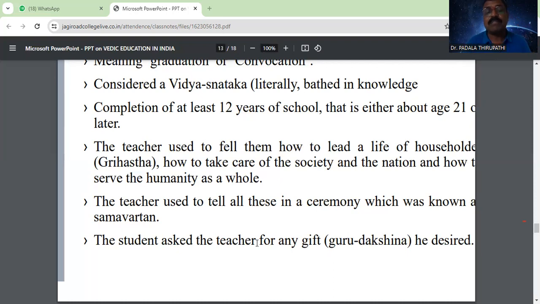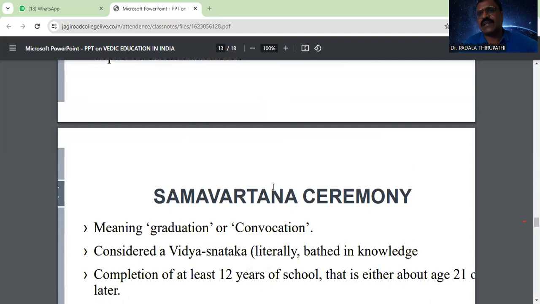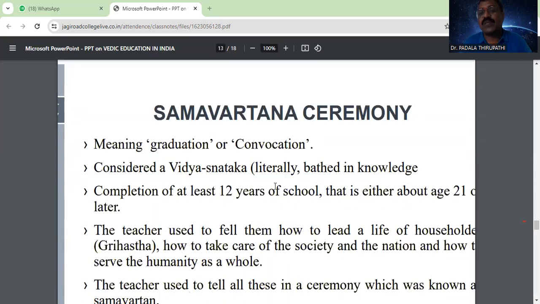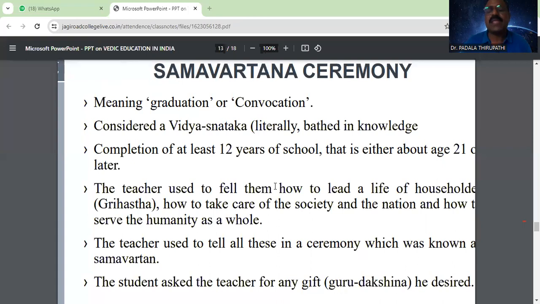This is about the education system of the Vedic period. In the Samavartana Utsava, and also the first one, what we can say is Upanayana Samskar. Upanayana means the beginning ceremony, Samavartana means the end of education. We also call it Snatakotsavam, or we call it convocation.